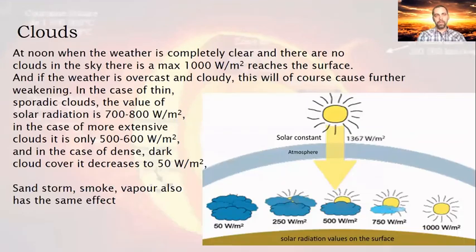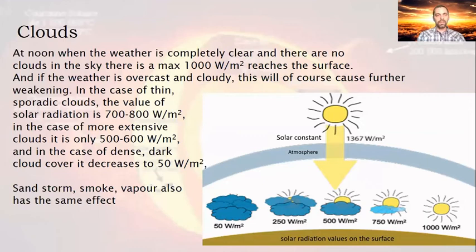Clouds are also an important factor determining the incoming energy. Do you remember 1,367 watt per square meter power arriving on the atmosphere, but maximum 1,000 watt per square meter reaches the ground? It is also only at noon when the weather is completely clear and there are no clouds in the sky. If the weather is overcast and cloudy, this will of course further weaken.